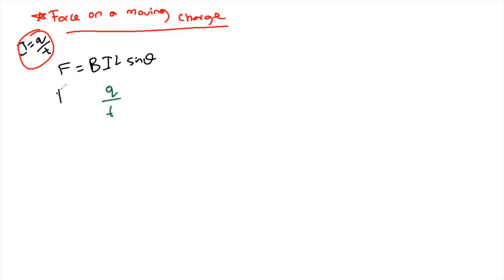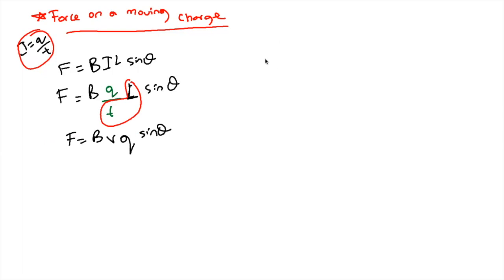And let's just write the other thing as it is, B. Now tell me one thing. What is length divided by time? It is velocity. So I'm going to get F is equal to BQV or BVQ sine theta, and that's a new formula. Don't forget this. This is another derivation of the formula. So F is equal to BVQ sine theta.